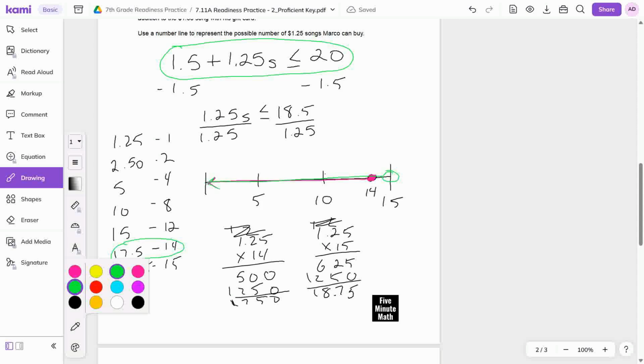That could also technically be correct, but the confusing thing about that is if it's an open circle on 15, it does look like you can have a portion of a song like 14.8 or 14.9, right? Getting up to 15. And we really can't do parts of songs. You have to buy entire songs. That's why the better way is just to stick on that integer, on that 14, have a closed circle, and move to the left.